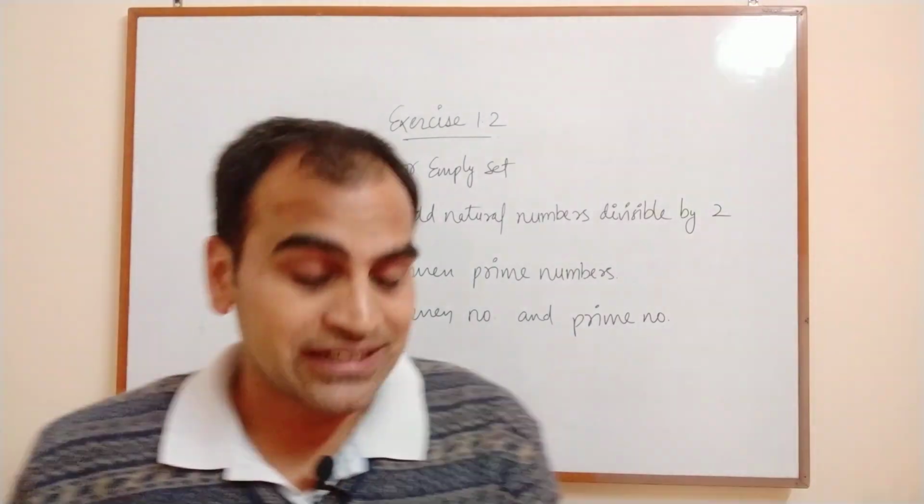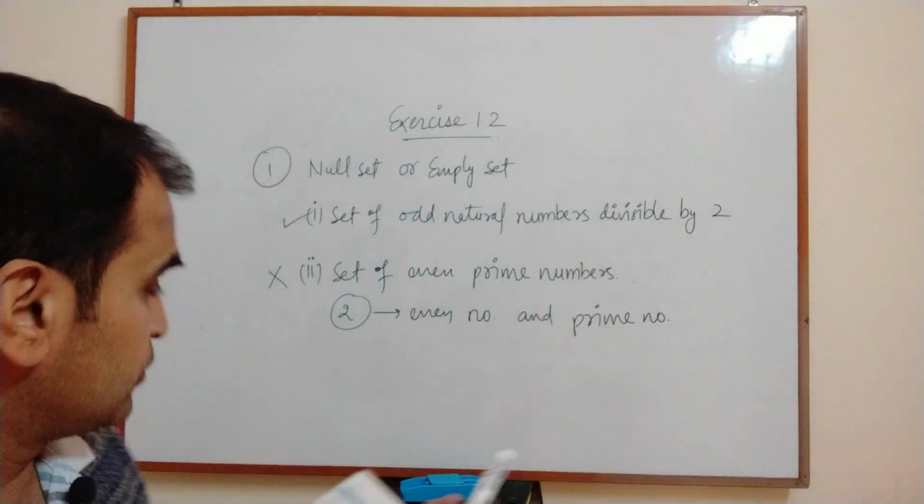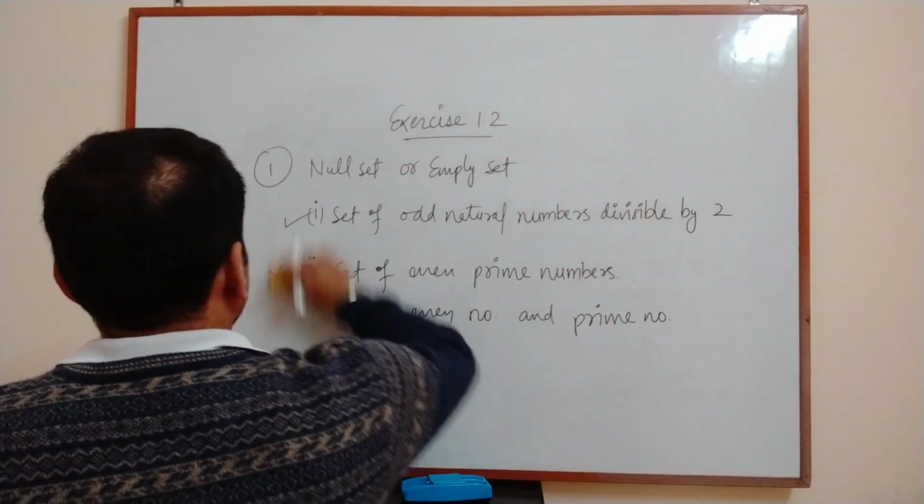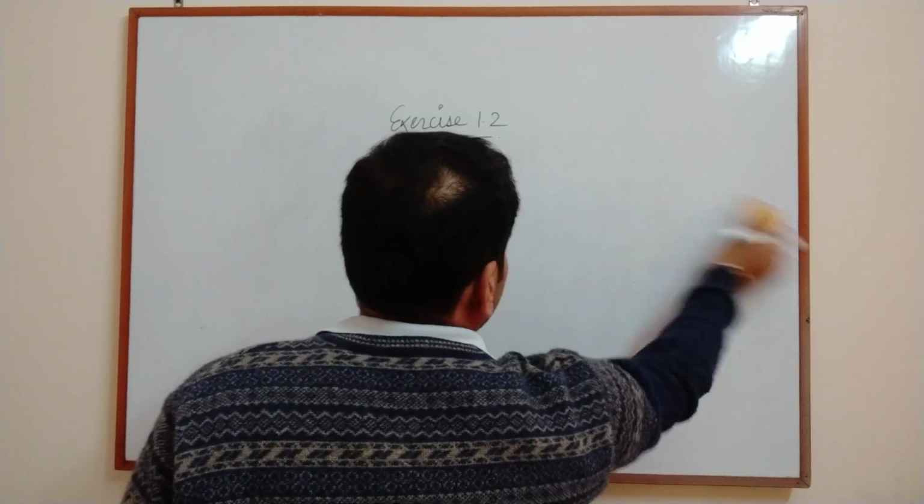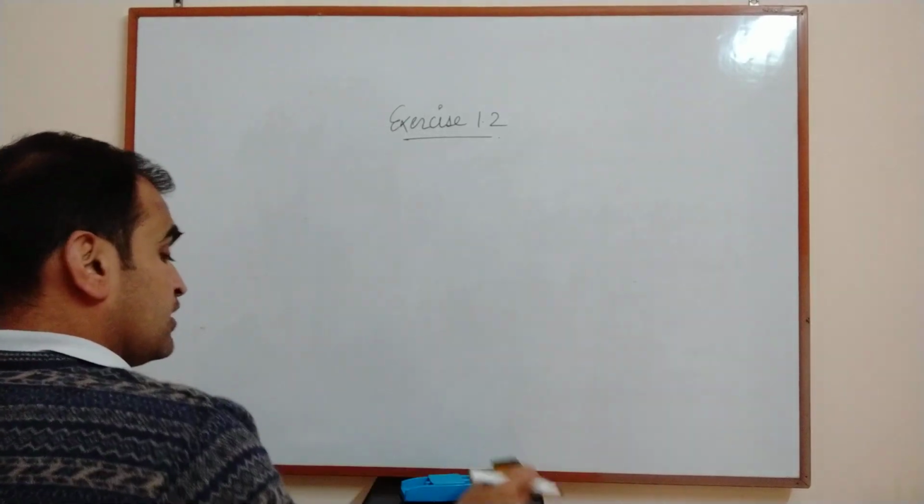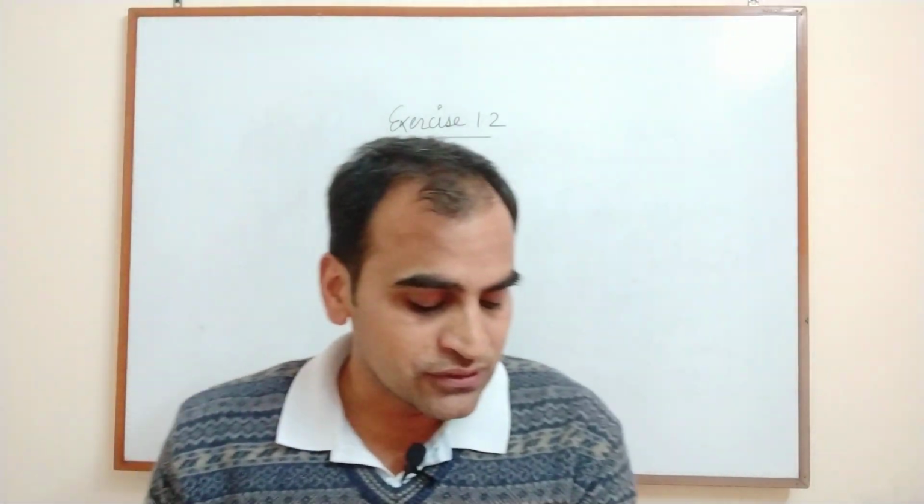The second question is: which of the sets are finite or infinite. In question number 2, we have to find whether the sets are finite sets or infinite sets. The first part is the set of months of a year.